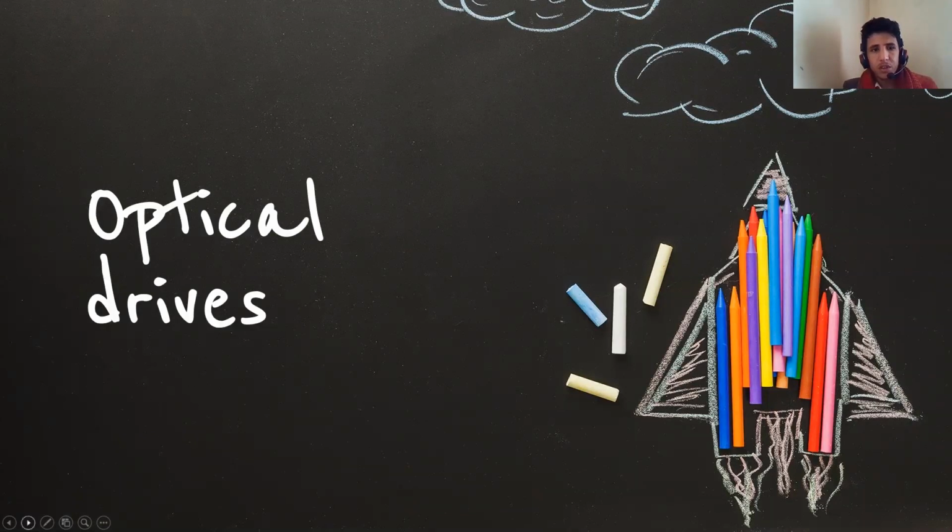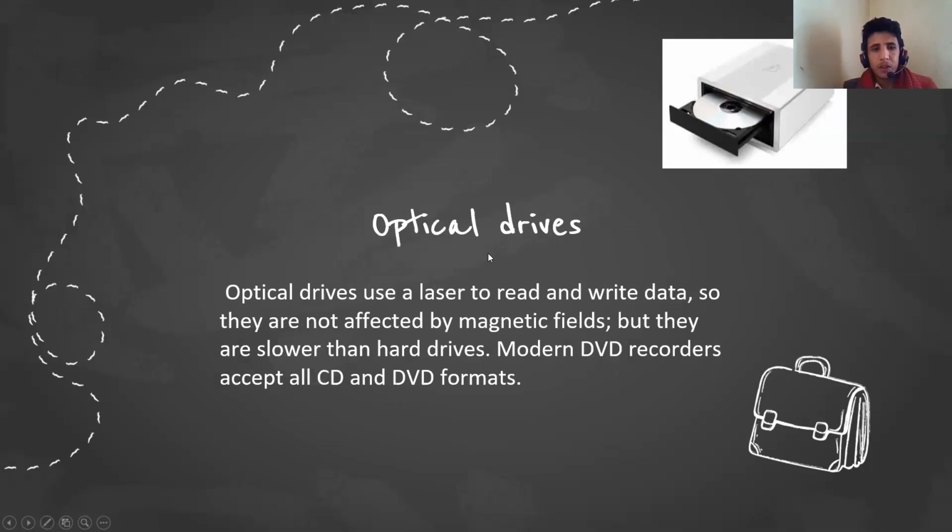Optical drives. You can see the example above for optical drives. Optical drives use lasers to read and write data, so they are not affected by magnetic fields, but they are slower than hard drives. Modern DVD recorders accept all CD and DVD formats.